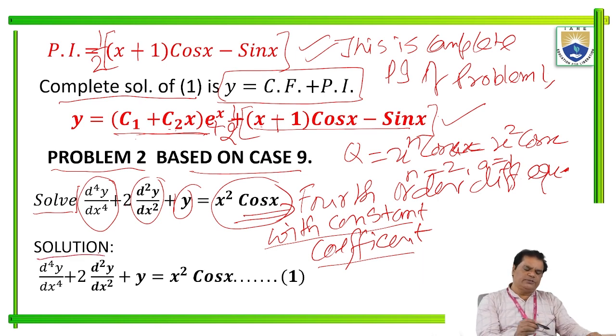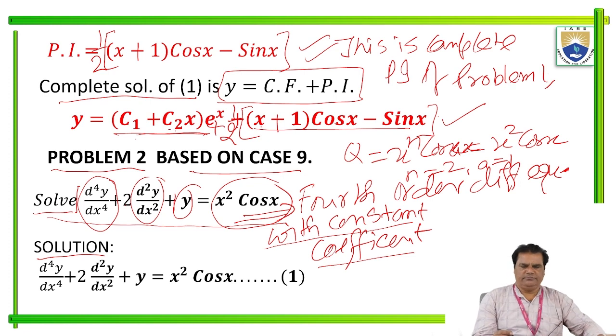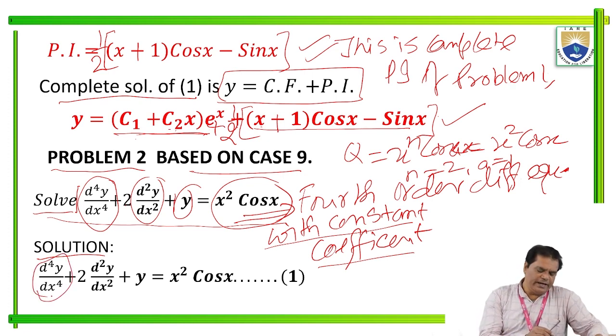Start the solution of problem 2. First of all, I am writing the same question in the solution from the question paper: d4y over dx4 plus 2d square y over dx square plus y equal to x square cos x. This is equation 1.